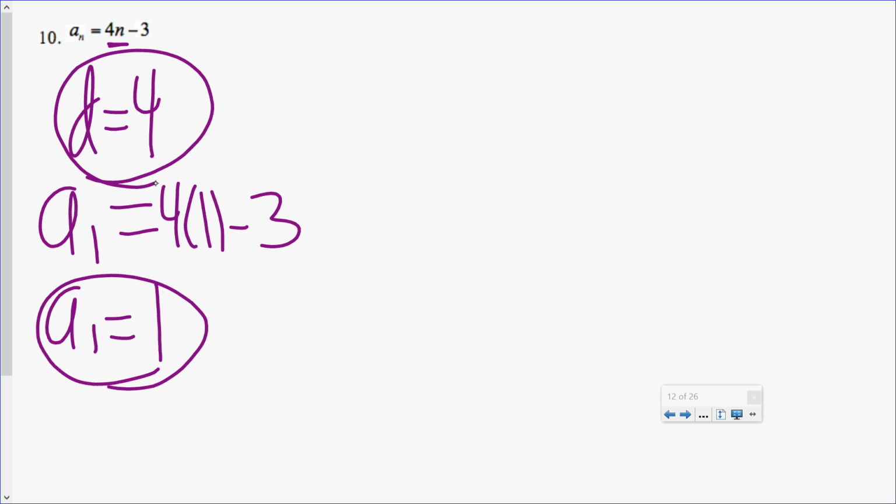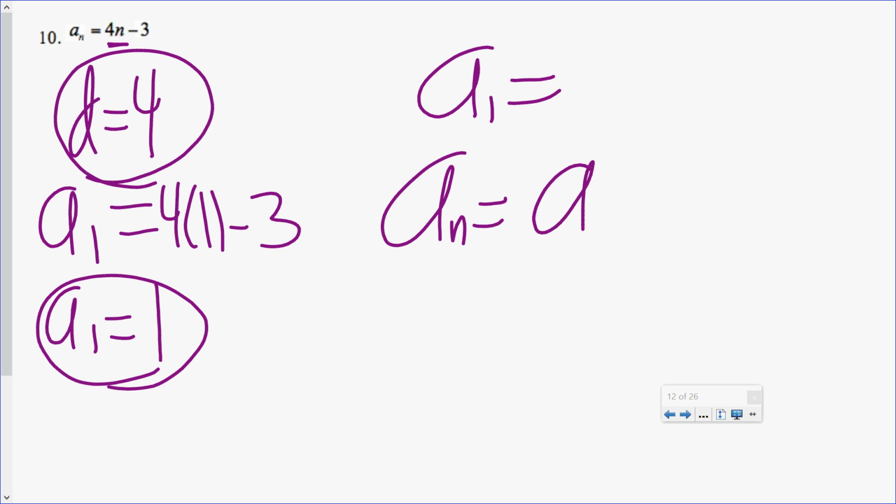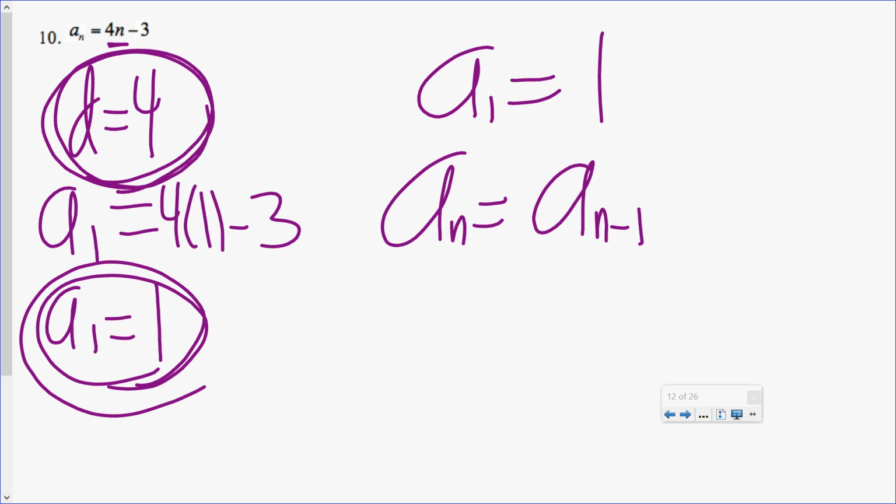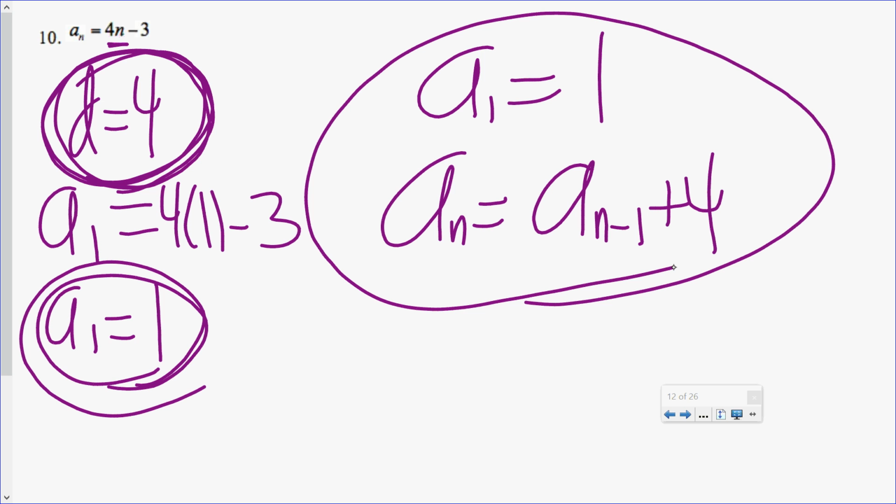So I'm just going to wait. I'll give you about 20 seconds. Let's see if you can write the recursive formula from here. Recursive: a_1 equals 1, a_n = a_(n-1) plus 4. a_1 is 1. The common difference is 4. That means I'm adding 4 to the previous term. There's my recursive sequence.